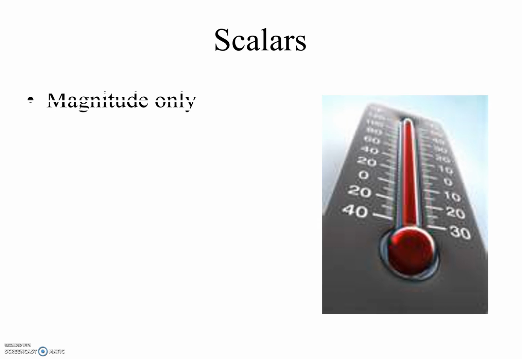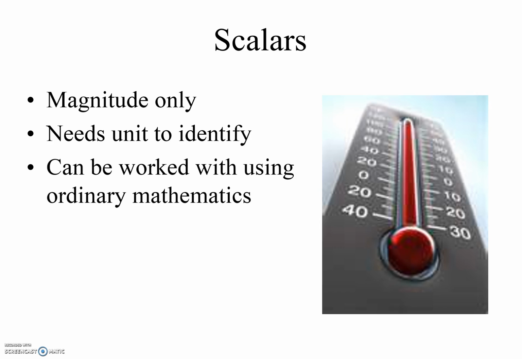Scalar measurements only have a magnitude. They only have a number and a unit to go along with them. They need units to identify what we're talking about. They can be worked using ordinary math. So saying something has a temperature of 25 degrees Celsius is an example of a scalar measurement.